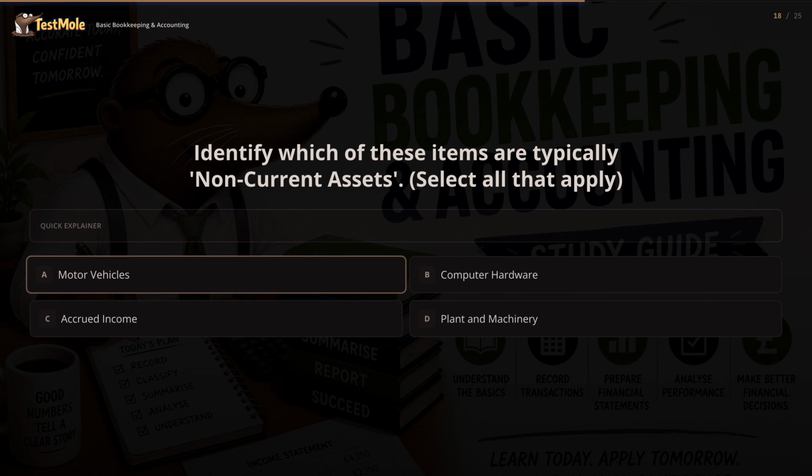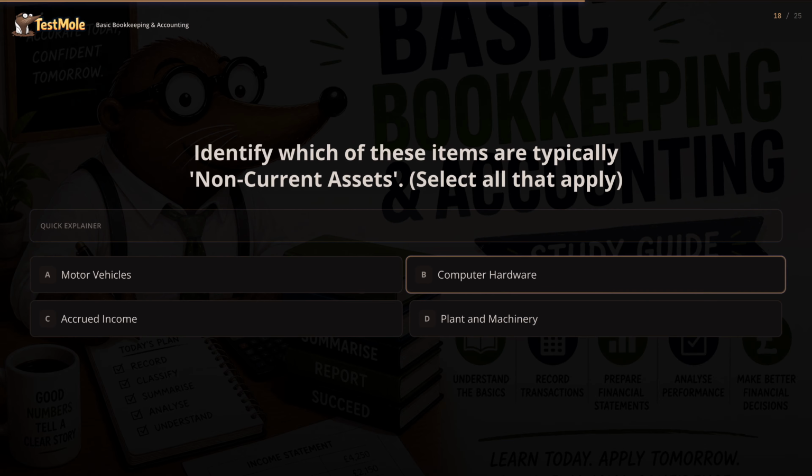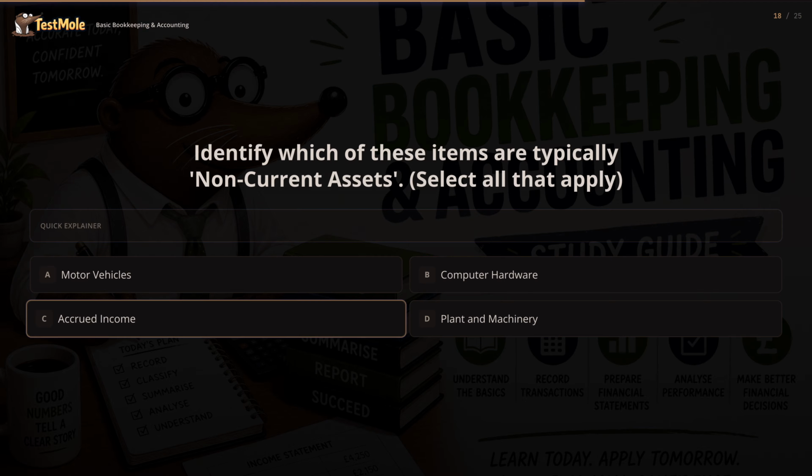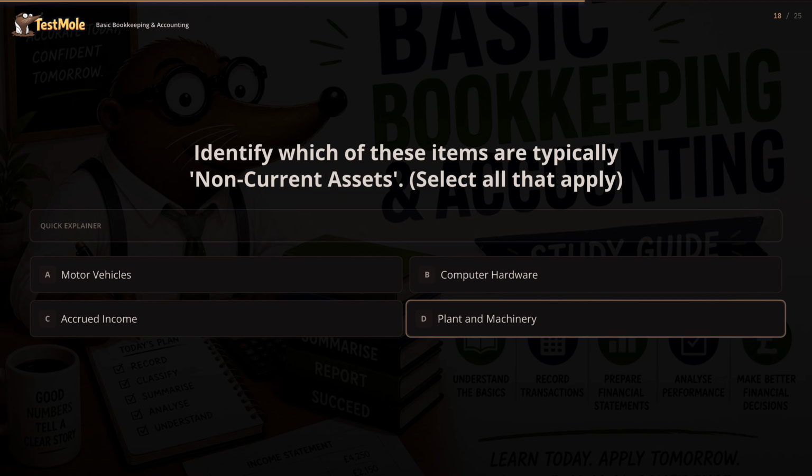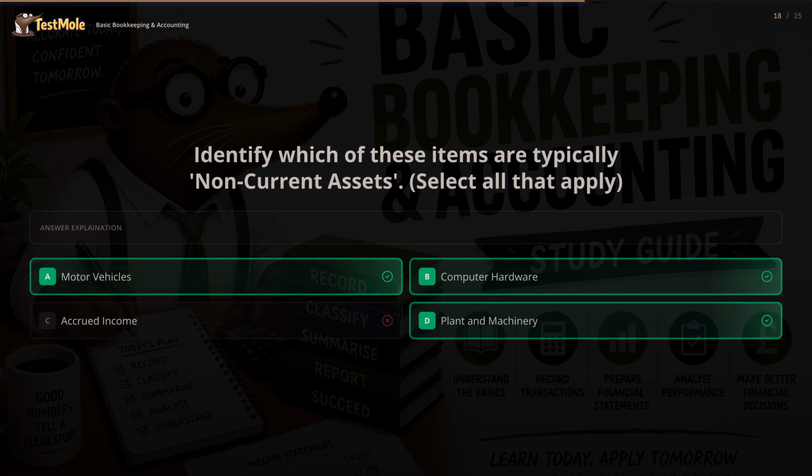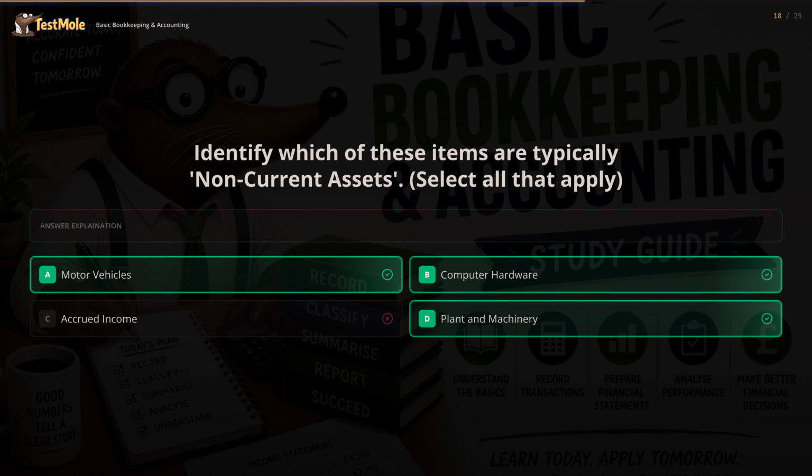Possible answers are: A. Motor vehicles. B. Computer hardware. C. Accrued income. D. Plant and machinery. The answer is A, B, and D.